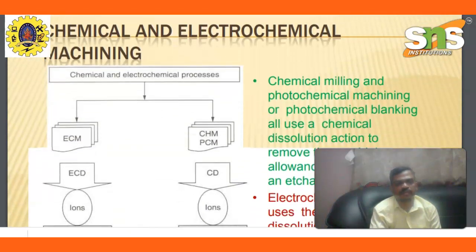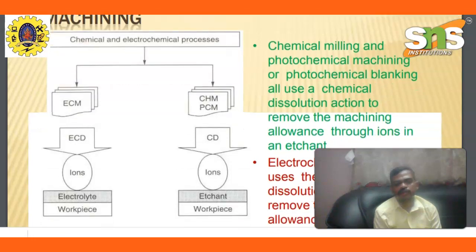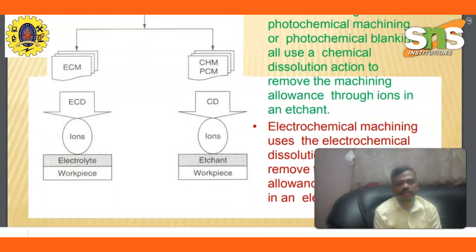Next one is chemical and electrochemical machining. ECM, ECG, ions, CHM, PCM, CD. Chemical milling and photochemical machining, or photochemical blanking, use a chemical dissolution action to remove the machining allowance through ions in an etchant. Electrochemical machining uses electrochemical dissolution to remove the machining allowance using the transfer of electrons in electrolytic cells.